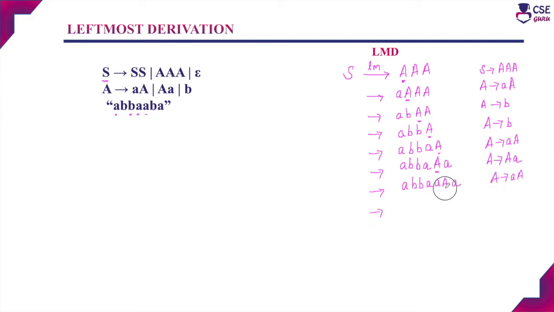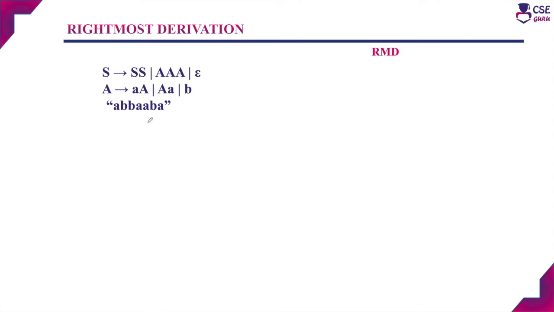Next, only one non-terminal symbol is there and we need to get only b in the given string, so we will apply the production rule A derives b. Now if you are checking, we have derived the string a a b b a b a using the leftmost derivation. Next we will derive the same string using rightmost derivation.